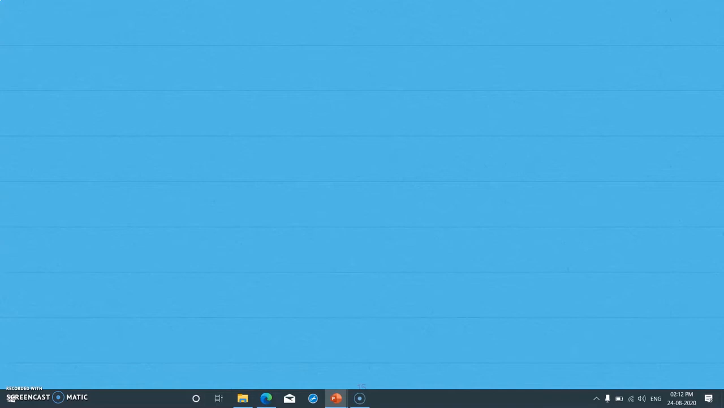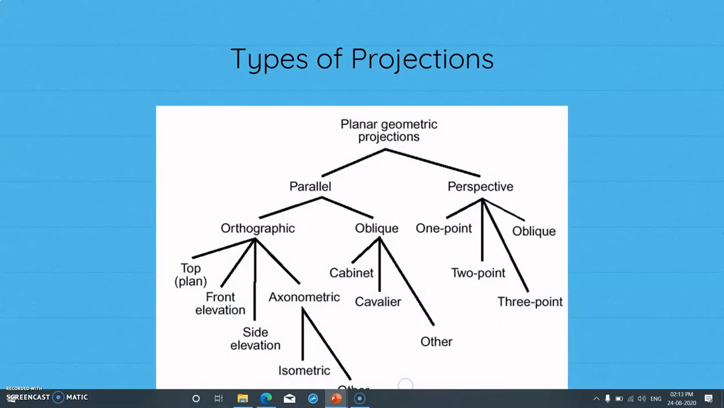Here we can see that the center of projection is the point from which the projection is taken. It can be either a light source or an eye position. Then the projection plane is the plane on which the projection of the object is formed. Two classes are made on the basis of the relation of the center of projection to the projection plane. If the distance is finite, it is perspective projection, and if the distance is infinite, we say that the projection is parallel. So we have two types of projection: parallel and perspective.